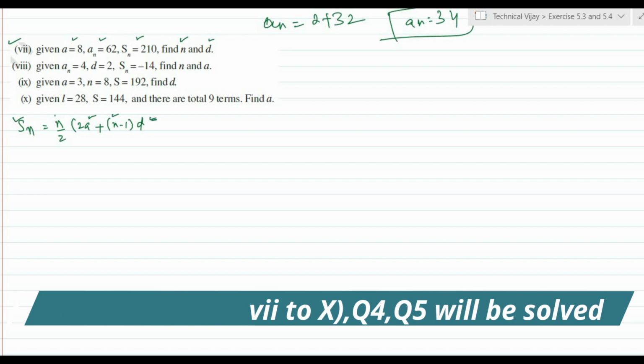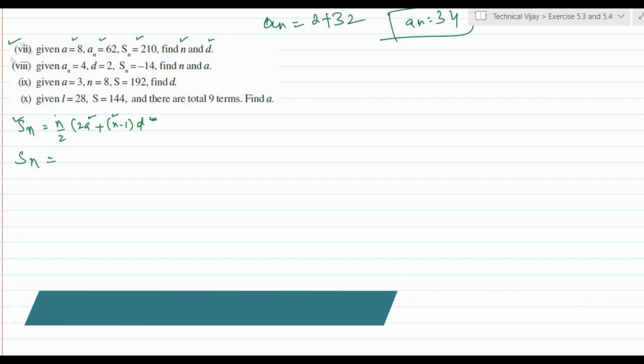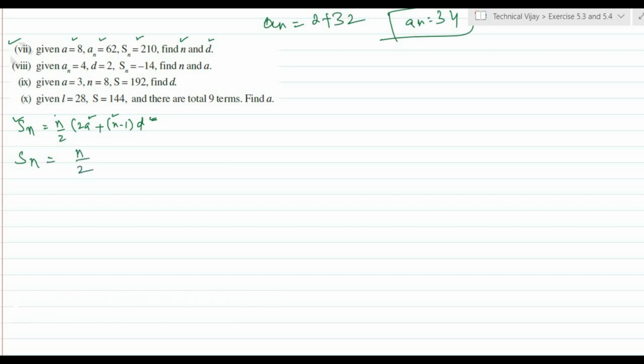In such a situation we have one more formula, that is Sn is equal to N by 2 into the first term plus the last term. This is the formula. So Sn we know, N we have to calculate, A we know, and An we also know. So we will substitute these values. That is 210 is equal to N divided by 2 into 8 plus 62. So N by 2 into 70 is equal to 210.